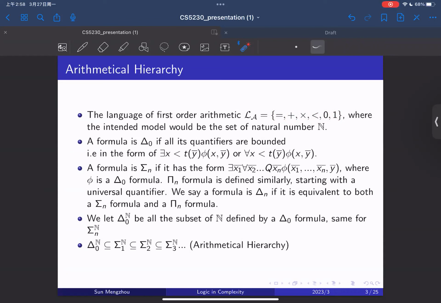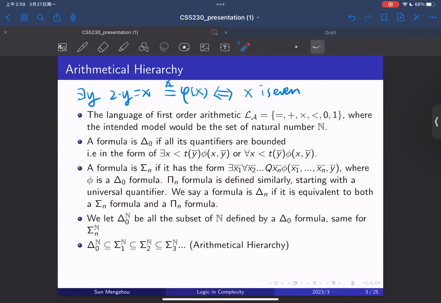So with these symbols, we can write down a lot of formulas to state some properties of the natural numbers. So for example, we can write: there is y, 2y is equal to x. We define this as formula phi(x). We can see that this is just x is even. So this formula actually defines the set of even numbers in the natural numbers.